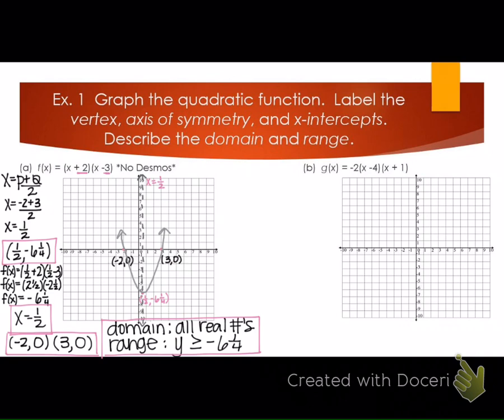Remember, we have to identify the same things. We have to find and label the vertex, the axis of symmetry, and the x-intercepts. So that has not changed, but use Desmos to do it. Remember, when you're doing Desmos, g of x can't go in there. You have to replace that with y. So that's the first thing you want to remember.